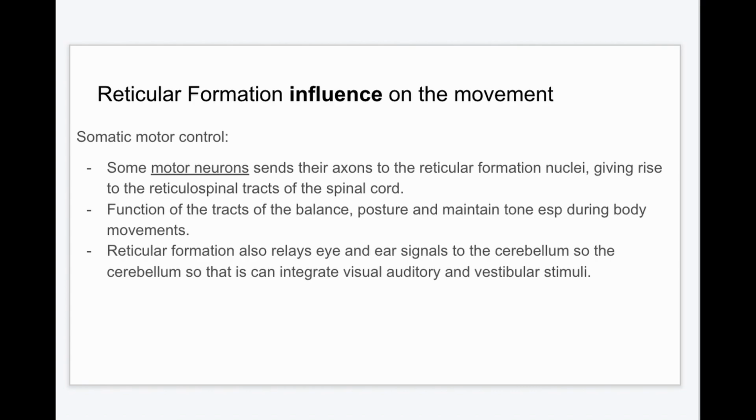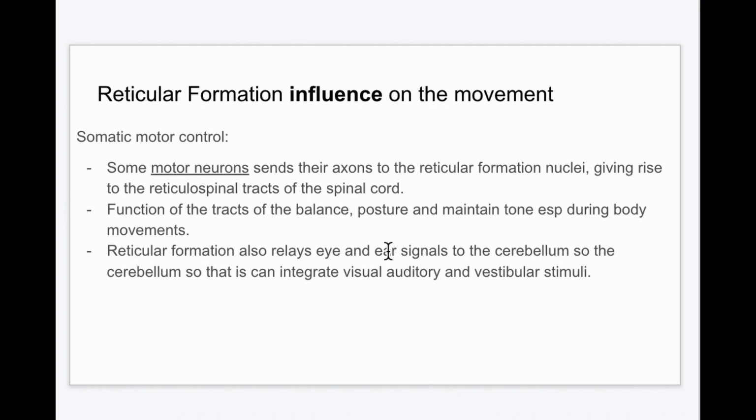Reticular formation influence on the movements. They can be some sort of somatic control of the movements. So some motor neurons send their axons to the reticular formation, giving rise to reticulospinal tracts. The functions of the tracts are balance, posture, and maintaining tone, especially during body movements.